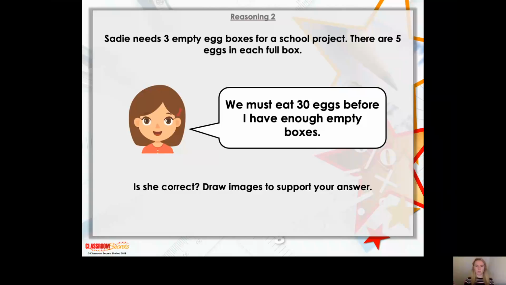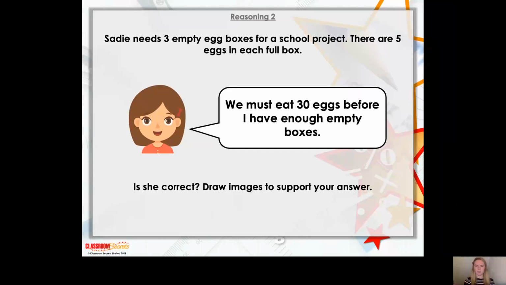Okay, so do you think she is right? Pause the video and have a think. Okay, so does she need to eat 30 eggs? Well, we need to do the multiplication 3 multiplied by 5, don't we? Because she needs 3 empty egg boxes and there are 5 in each. So 3 multiplied by 5. Does anybody know what that is? Yes, it's 15, isn't it? If we count up in 5s, 5, 10, 15, and the third one, we get to 15.